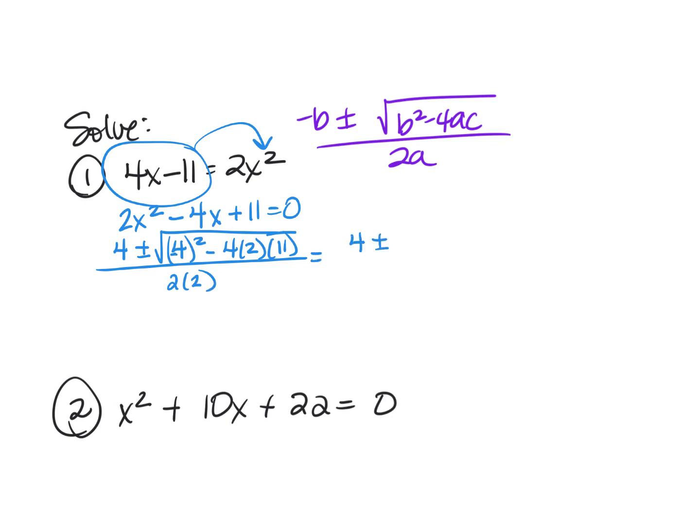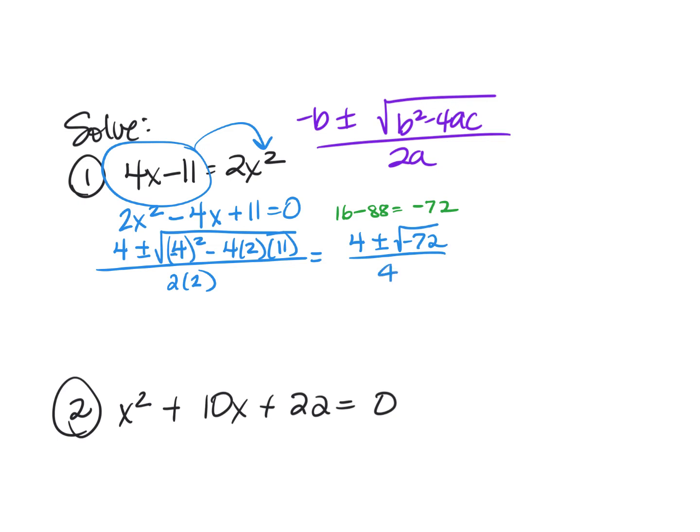Now let's look at what's going on underneath our radical here. I have negative 4 squared, which is positive 16, minus 4 times 2, which is 8, 8 times 11 is 88. So when I subtract, I get negative 72. So that means under the radical, I have negative 72 over 4.